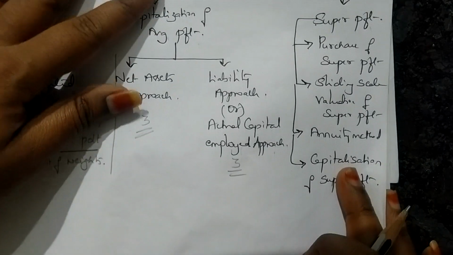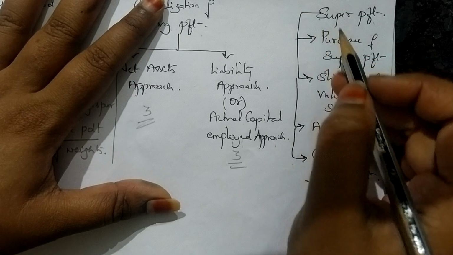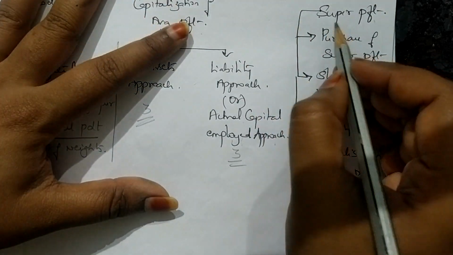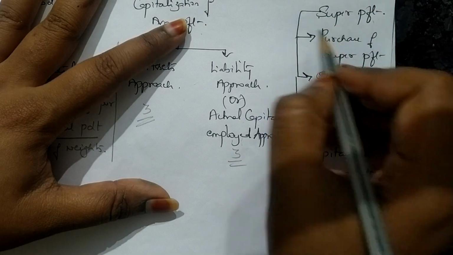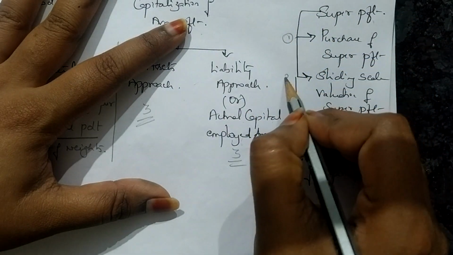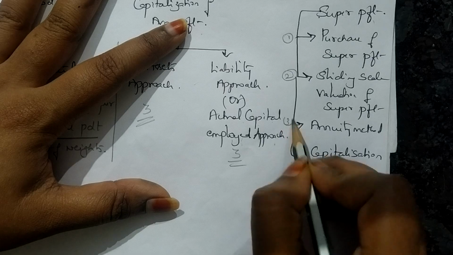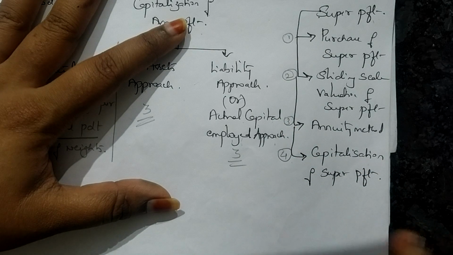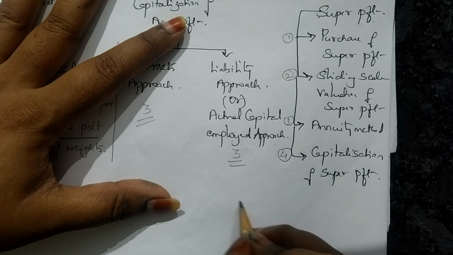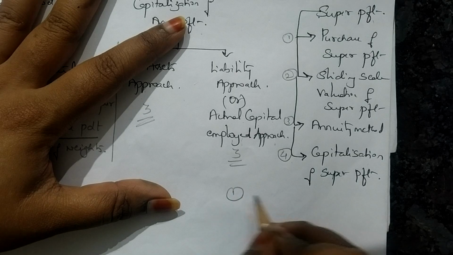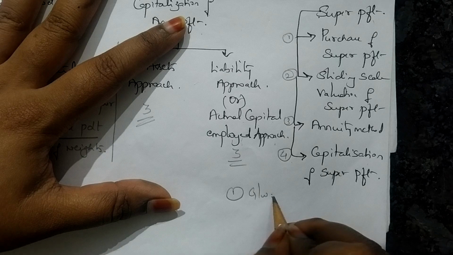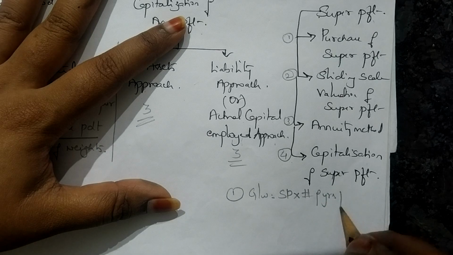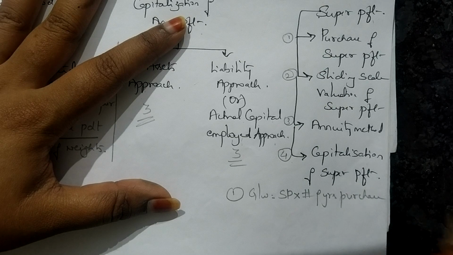Okay, so in this super profit, I will first write the formula for all this and then we'll solve one by one. Under your profitability approach, super profit is first one, sliding scale is second, annuity is 3, capitalization is 4. Formula is more or less the same for all the 4 methods. If it is your purchase of super profit, then your goodwill will be super profit into number of years purchase.